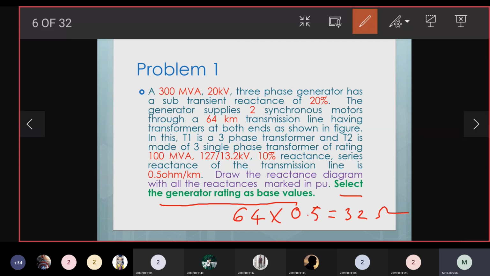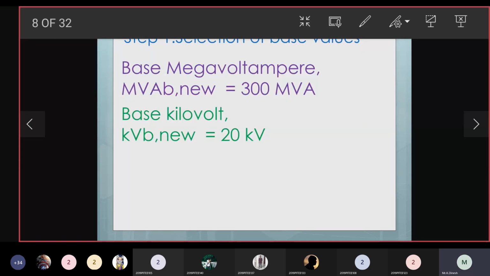One thing you have to remember in this step is that the MVAB value never changes. The rating of the power never changes. But in case of KVB, the value may change.